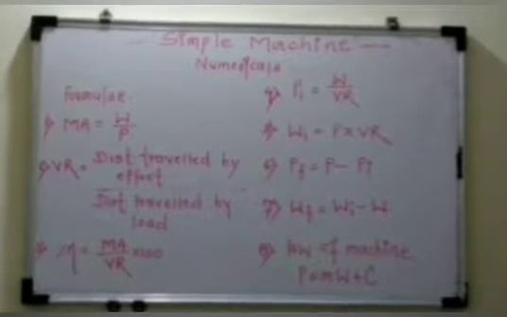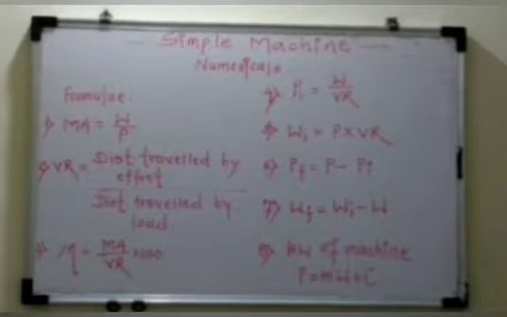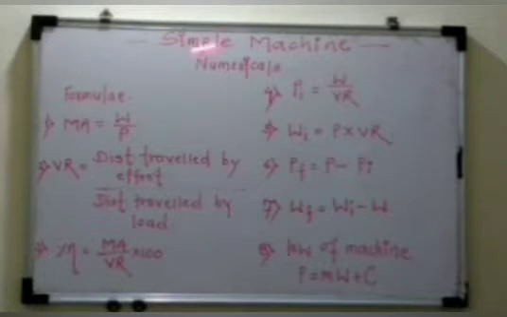Now in today's lecture we are going to start the numericals, but before starting the numerical you must go through the formulas, which formulae exactly we have to use while solving the numericals. So the first formula is mechanical advantage. MA is equal to W upon P, because we know the definition, that mechanical advantage is defined as the ratio of load to effort. So MA is W upon P.